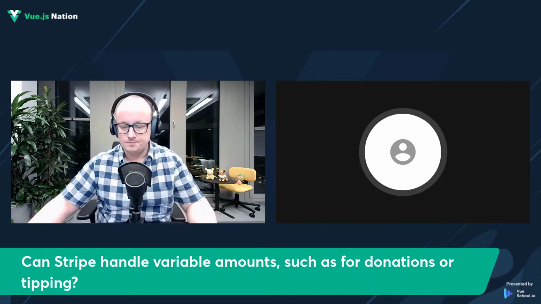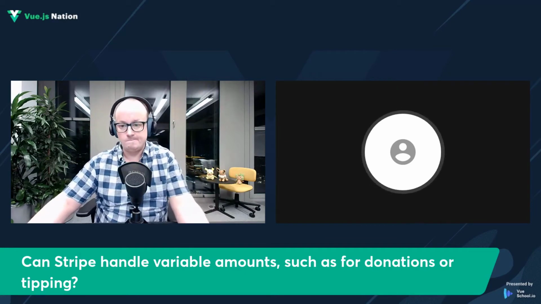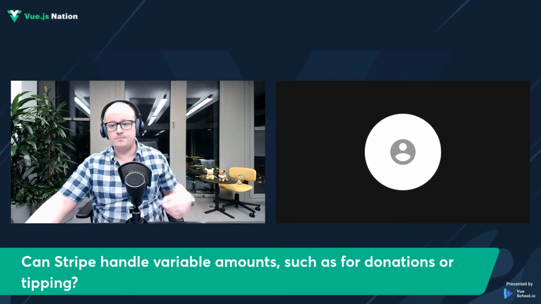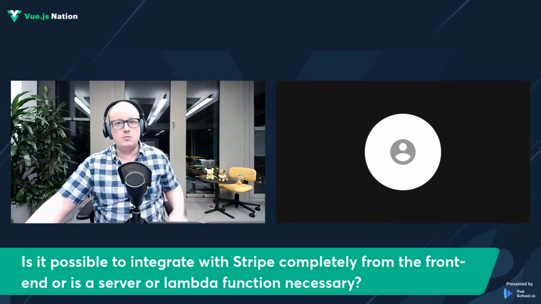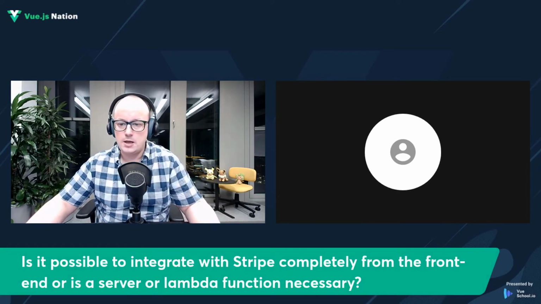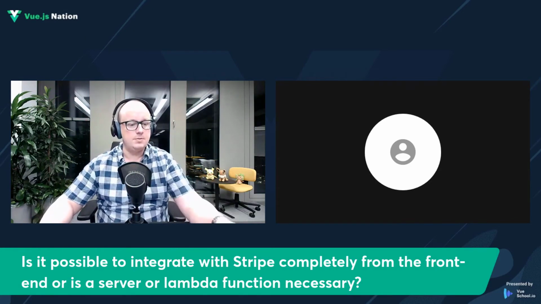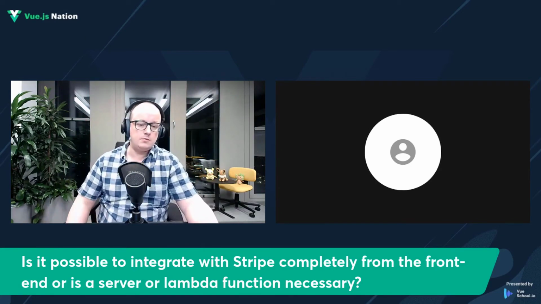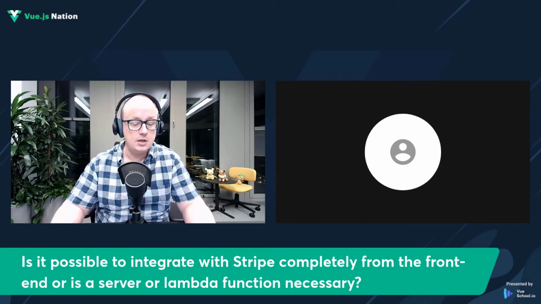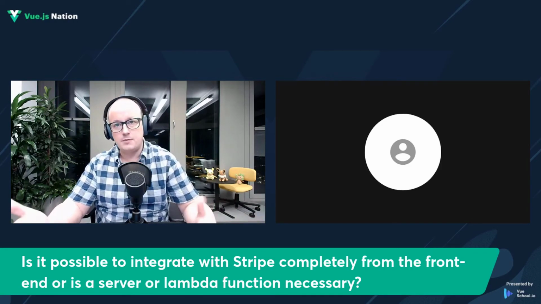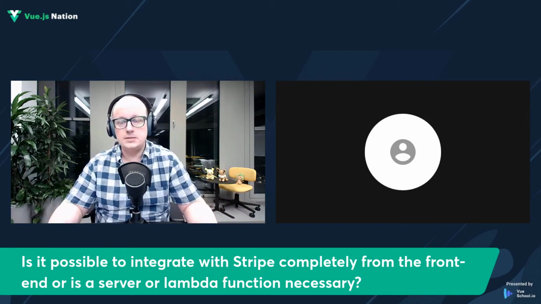And there is also a client-side integration path. Server side has more functionality, but you could do stuff client side as well. Cool. So you mentioned Express and such in the talk, but one question a bit more general: is it possible to integrate with Stripe completely from the front end, or do you rely on something like Express, a server, or a lambda function in the mix?